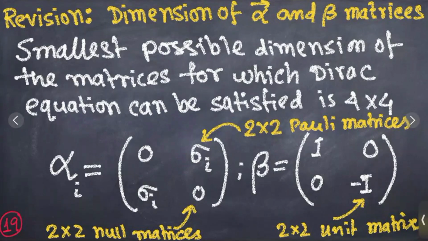To define the dimension of alpha and beta, let's keep in mind how we define alpha. This is how Dirac postulated it. It is defined in terms of the 2 by 2 Pauli spin matrices. This is a 2 by 2 null matrix, like 0 0 0 0, and this is a 2 by 2 Pauli matrix. It could be sigma 1, sigma 2, sigma 3. So this alpha is supposed to be a 4 by 4 matrix. Similarly, beta is defined in terms of identity, 0, 0, and minus identity.